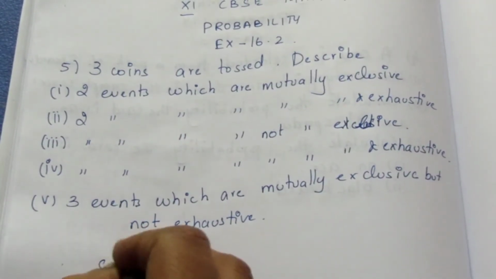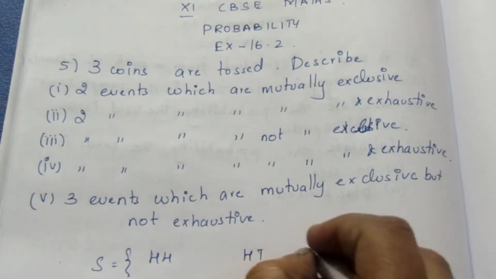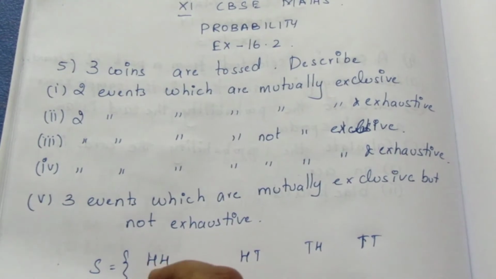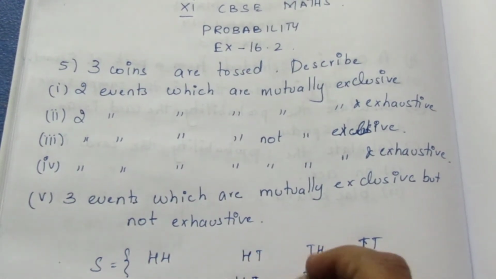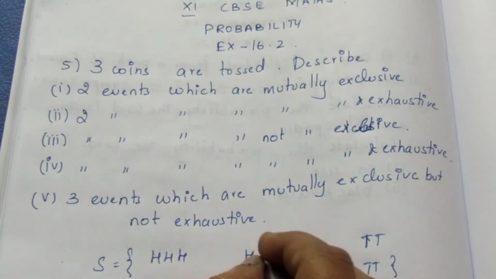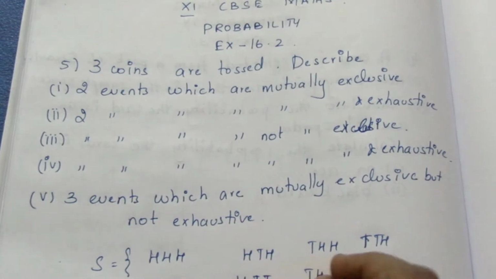So your sample space will be, let me write 2 coins tossed first. HT, TH and TT. The same way I am writing again. Now at the back on the first row write H, here on the second row write T.